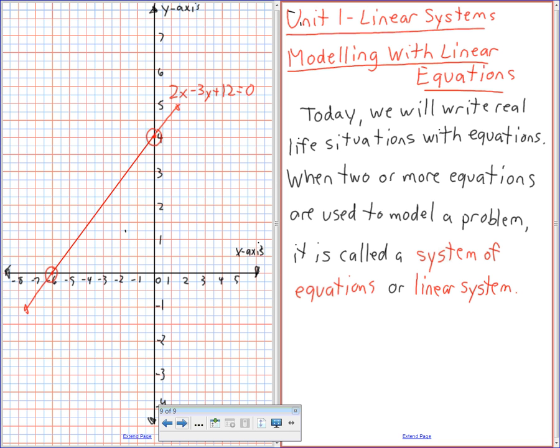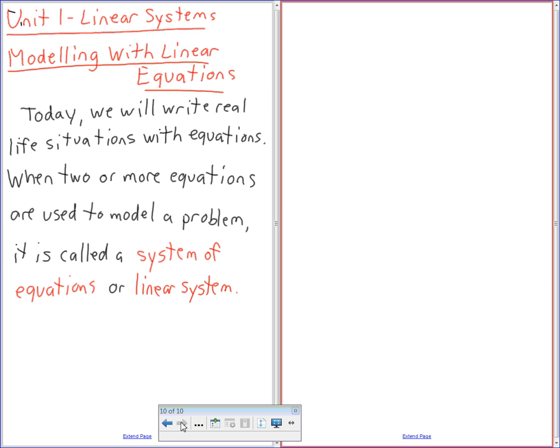So in this unit, we'll have two or more equations comparing things together, and we call it systems of equations or a linear system. You guys did some of this last year. We'll be looking for intersecting points and stuff like that today and in this unit. Example 1 is going to say, write each sentence as an equation with two unknowns.